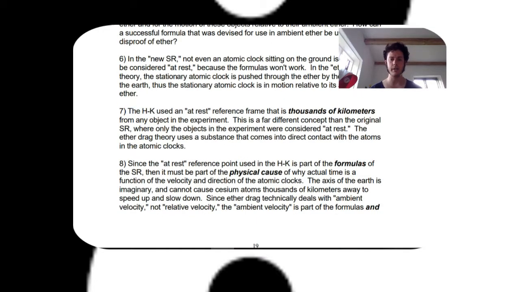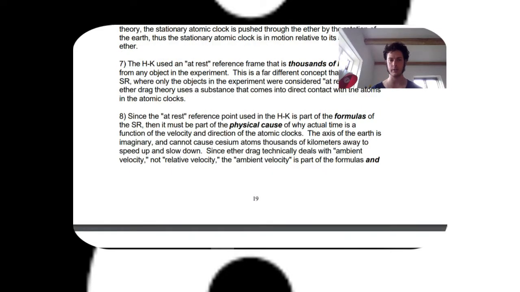The Kehr used an at-rest reference frame that is thousands of kilometers from any object in the experiment. This is a far different concept than the original special relativity, where only the objects in the experiment were considered at rest. The ether drag theory uses a substance that comes into direct contact with the atoms in the atomic clocks.